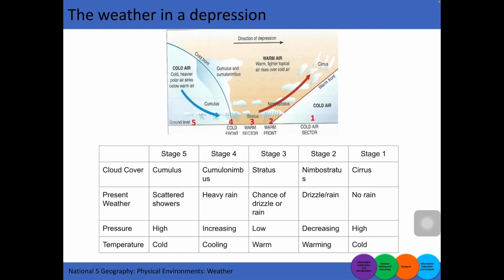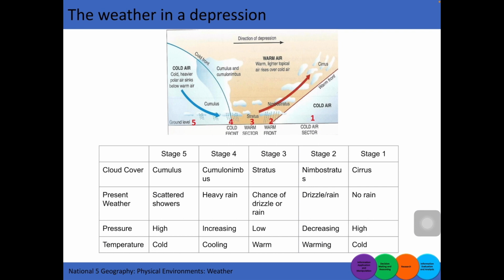Stage 3 shows you stratus clouds. This is once again because the band of nimbostratus clouds has broken up, so we're left with stratus clouds by themselves. They will give you a chance of drizzle or a chance of rain. Again, it depends on where the clouds are, but that's perfectly adequate to say chance of drizzle or rain. Pressure is low in a warm air sector, and the temperature is warm, again because you're in a warm air sector.